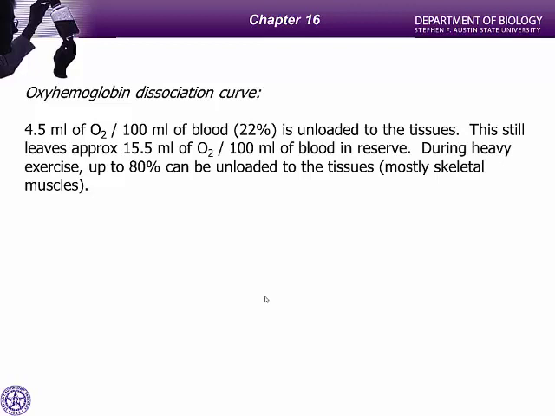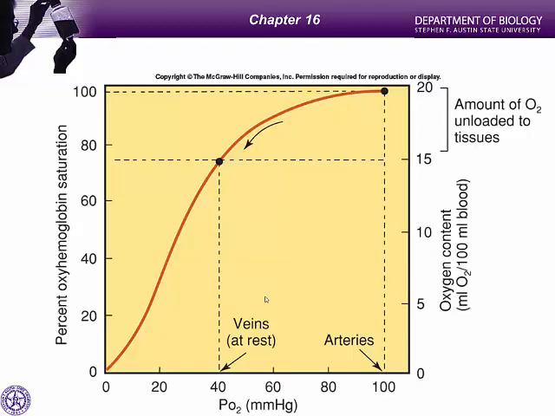So almost 80% of our oxygen is not going to be used, so that when we do experience a need for it, maybe heavy exercise or a very sympathetic response, we can unload a lot more oxygen, especially to our skeletal muscles. And that may be upwards of 80% of our loaded oxygen may be dissociated to the tissues.